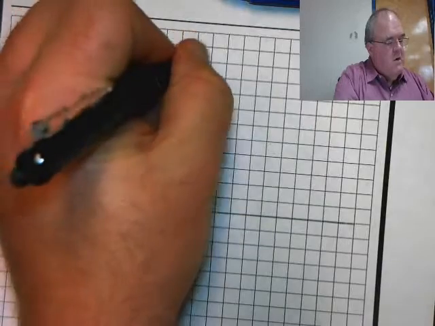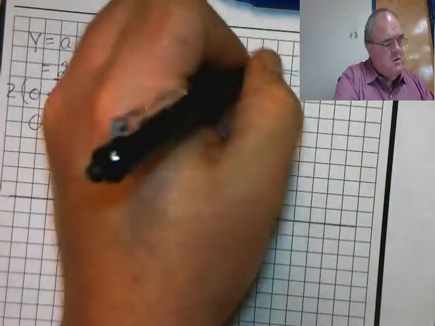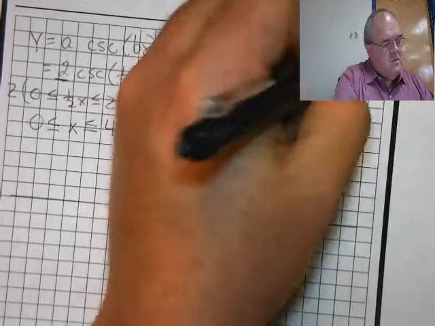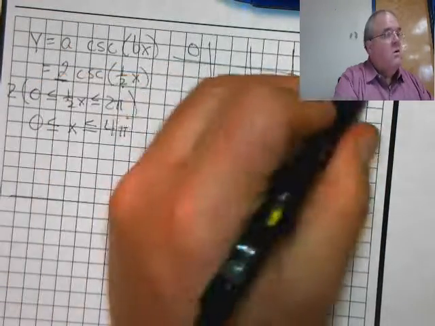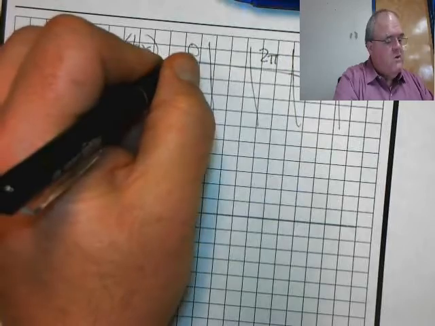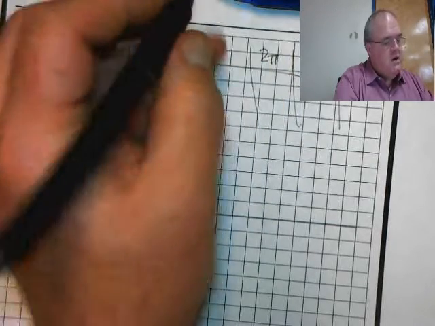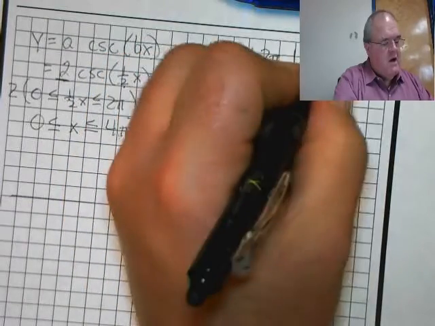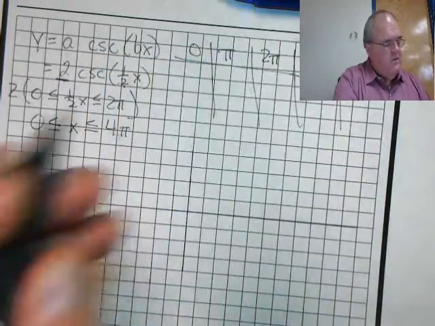So, when I make my chart, I'm going to have 0, and I'm going to have 4 pi. What's halfway between 0 and 4 pi? 2 pi. What's halfway between 0 and 2 pi? Pi. And halfway between 2 pi and 4 pi is 3 pi.